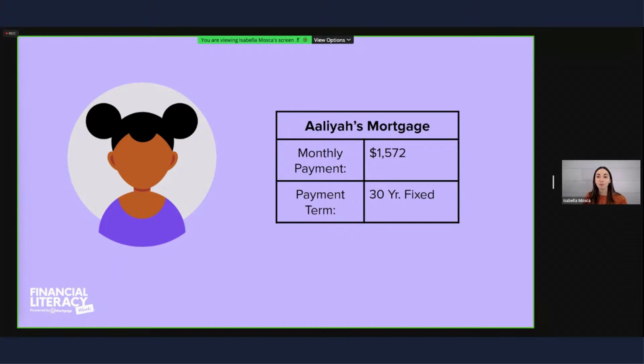Aaliyah's mortgage breakdown is a monthly payment of $1,572, and she's paying back this loan over the course of a 30-year fixed payment, which is pretty typical for most people buying a home. What is the impact of all of this? Let's see how much she will be paying in interest over the course of her loan.